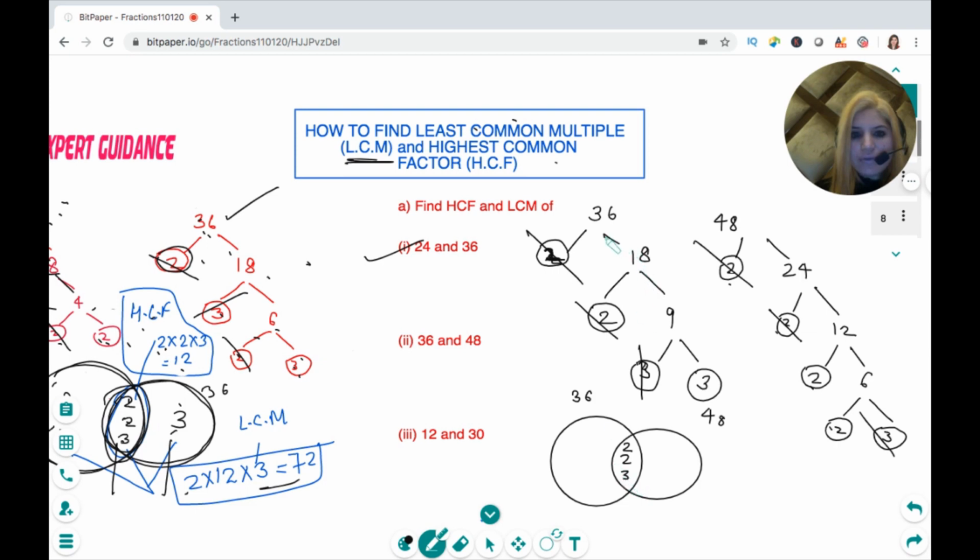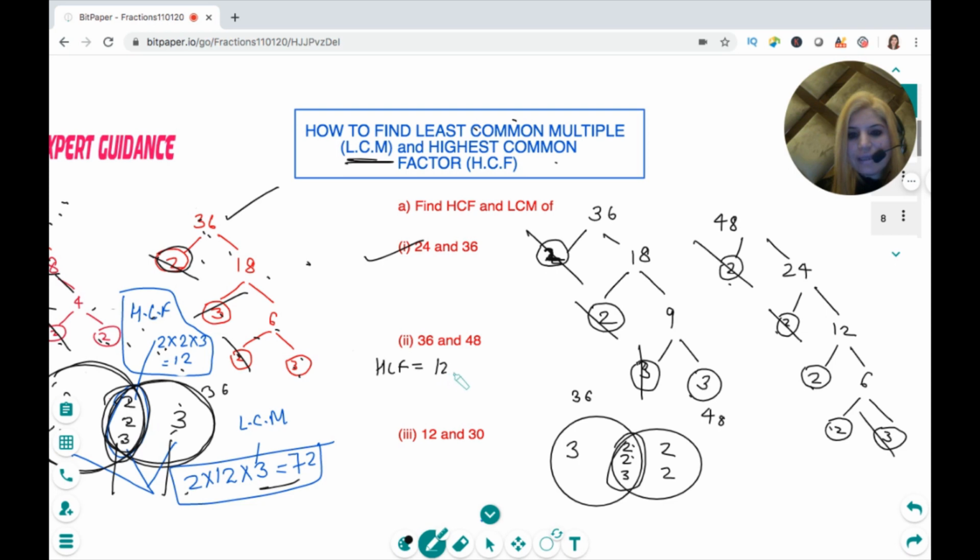Now for 36, which is still not cancelled, 1, 3. And for 48, what is not cancelled? 2 and 2. Now that makes our Venn diagram. Now what is the highest common factor of this? This middle number, which is 2 times 2, which is 4, times 3 is 12. So HCF of 36 and 48 is 12.